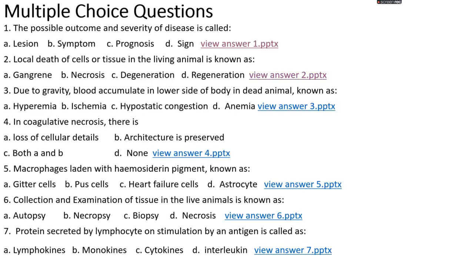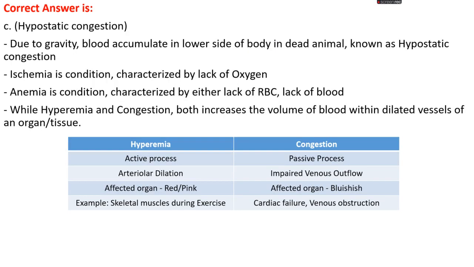Okay. Question number 3. Due to gravity, blood accumulates in the lower sides of the body in a dead animal, known as option A hyperemia, option B ischemia, option C hypostatic congestion, or option D anemia. The right answer is option C, that is hypostatic congestion.